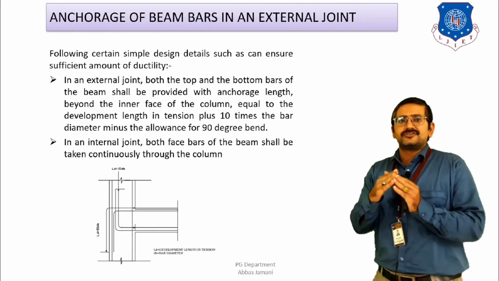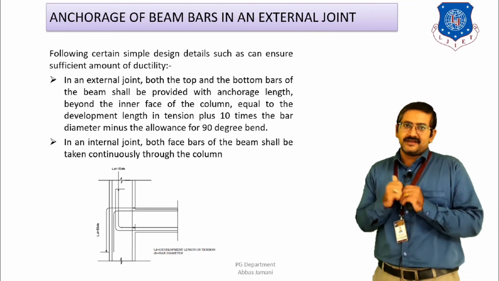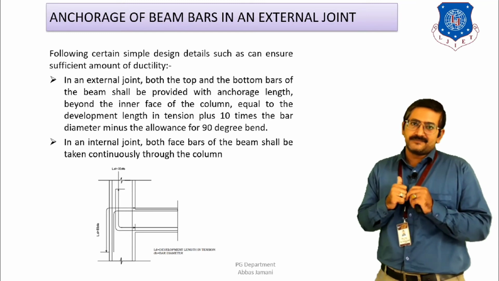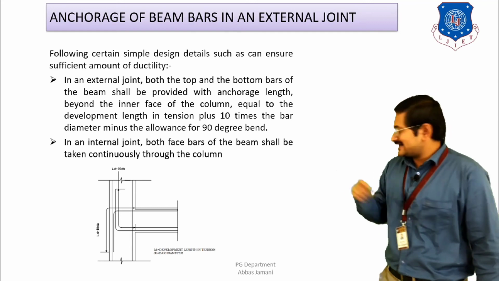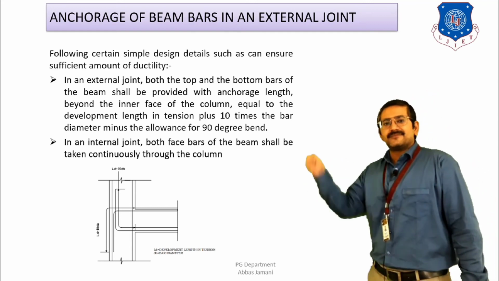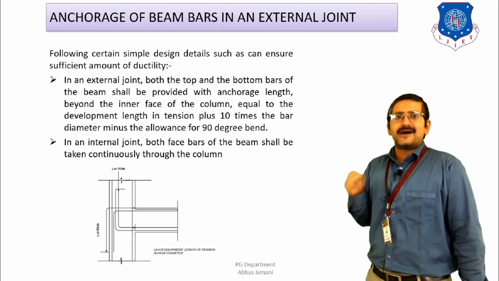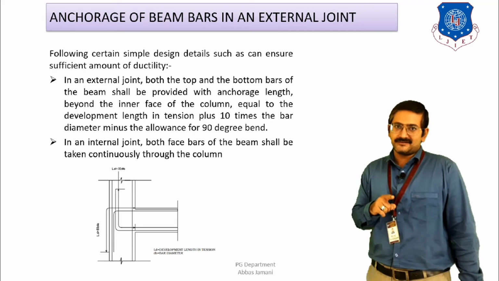So in order to ensure this complete transfer of forces, the anchorage is also required to be sufficient, and that is why the code is also highlighting this particular beam column joint. For the beam column joint, the guideline is such that, as you can see in the figure, the top and the bottom, both the horizontal bars, have to be anchored in the column by a length of LD, that is the development length plus 10 times the bar diameter, right?